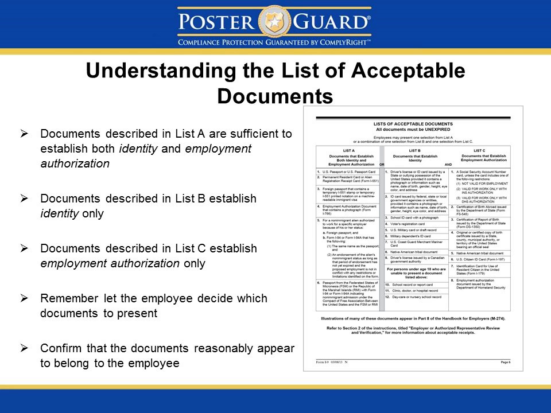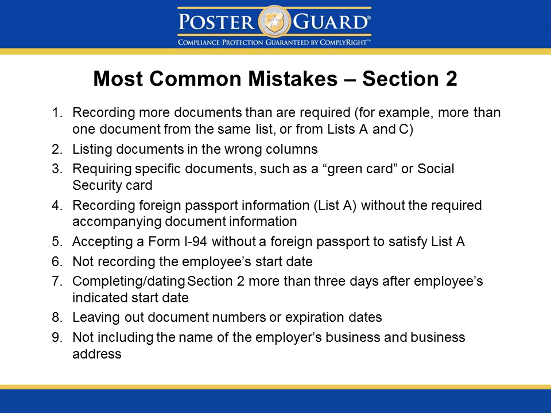So here are the most common mistakes to avoid when it comes to Section 2. First, there's recording more documents than are required, for example, more than one document from the same list. Second is listing documents in the wrong columns. It's important to put them where they go. Third is requiring specific documents, like requiring a green card or a Social Security card. You just have to remember it's the employee's choice.